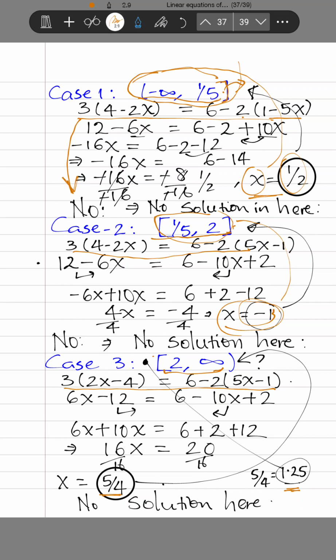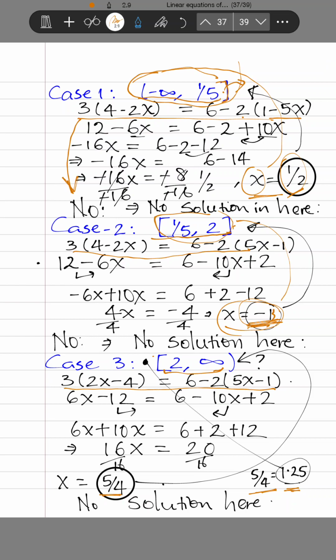So in these 3 cases here, we don't get any solution for the equation. So now we know that the solution set for the given equation is an empty set. Now we know that. But what are these numbers? One is here, 1/2. Another one is -1 here. -1, 1/2, and 5/4. What are these numbers, in fact? Let's go to the question and see what they are.